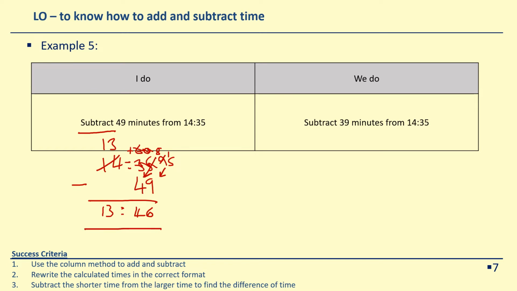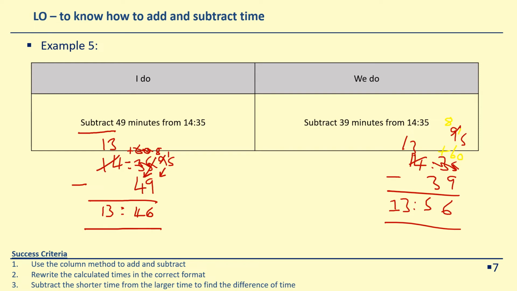Okay, so just the extra step of adding 60 minutes in so we don't end up with a negative number, and you have to add it on to the minutes of your digital time, your original number. Pause the video, have a go at the we do.